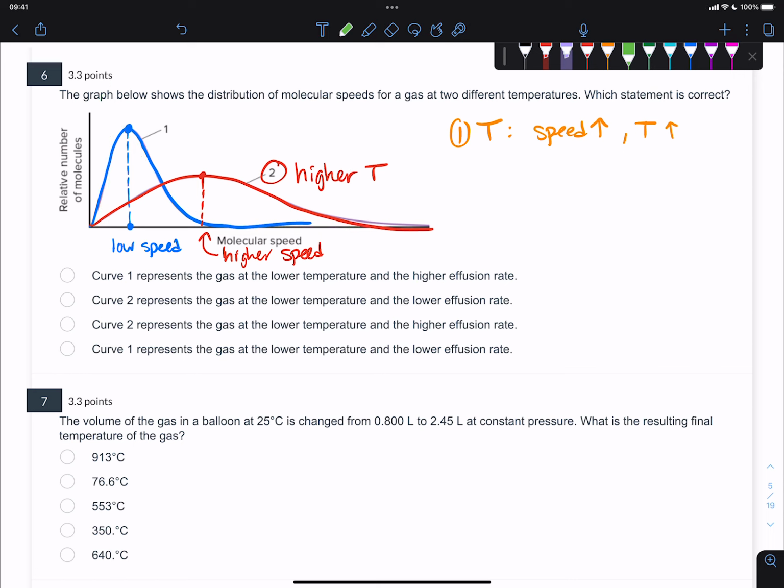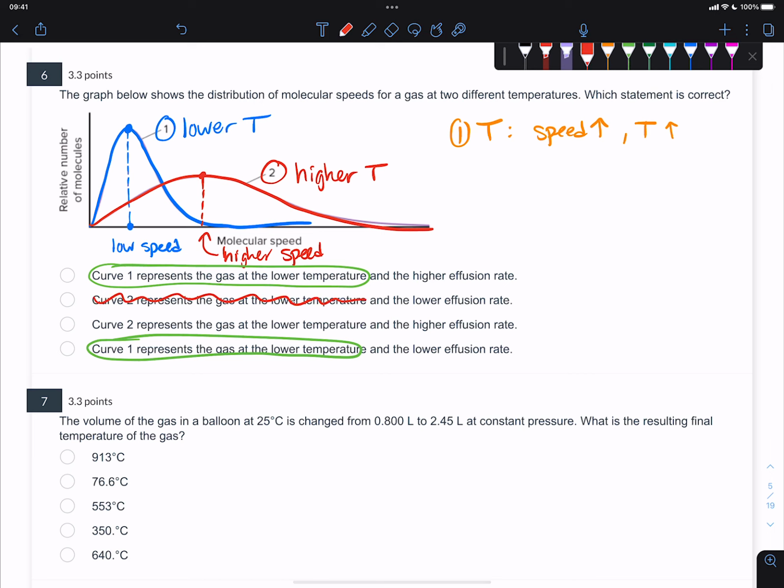Now, knowing this information, we can go through and see that the first curve is clearly the lower temperature. So from that information, we see that the first curve represents the gas at the lower temp. That's true here and here. It's not true that it's curve 2 being the lower temperature. But what about the effusion rate? The effusion rate is related to the molar mass of the gas, but it's also related to the temperature.